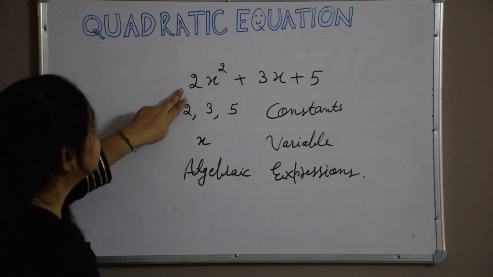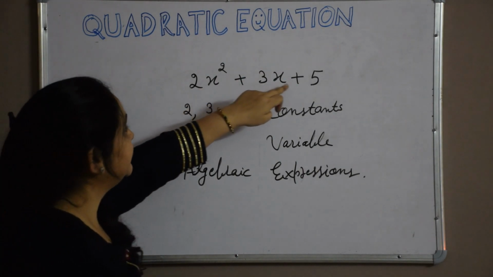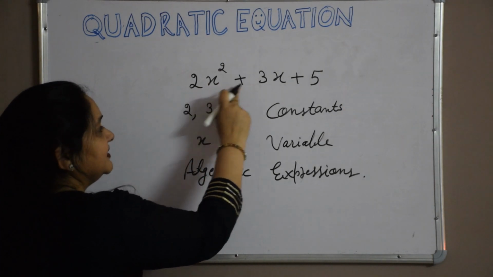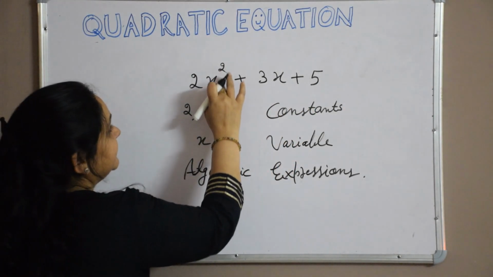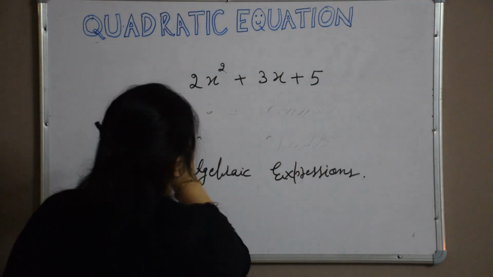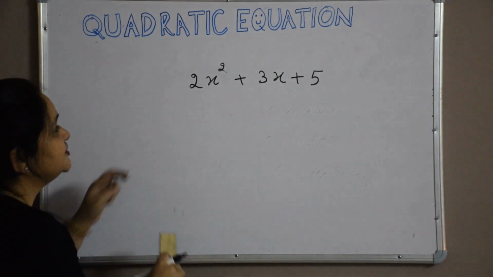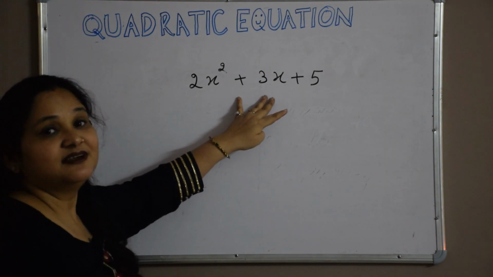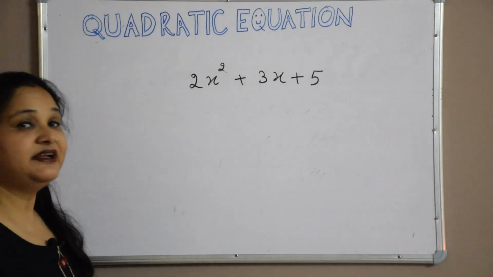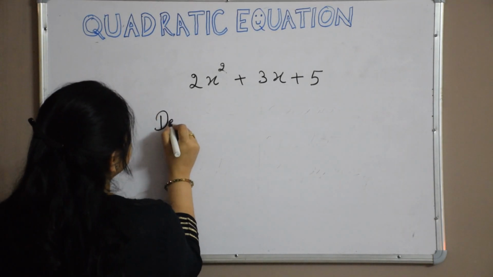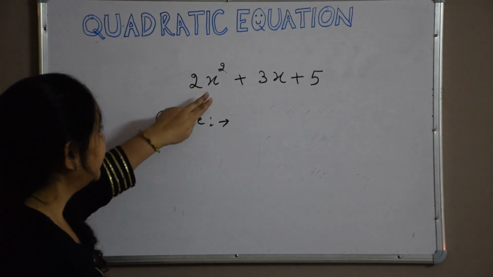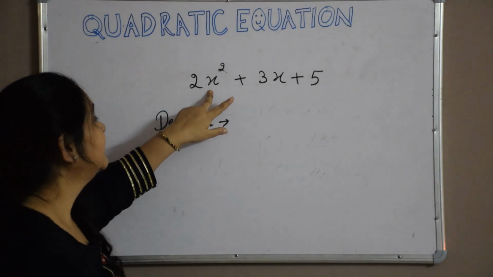Look at this algebraic expression: 2x^2 + 3x + 5. Here it's a combination. We are using constants as well as a variable, and we are giving it some power. Exponents are also there. So this algebraic expression is called a polynomial. Now we have different types of polynomials with different degrees. So I will tell you what the degree of a polynomial is. Degree means the highest power of x.